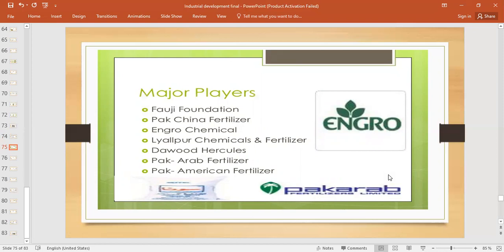These are the major players as I mentioned earlier: Fauji Foundation, Pak China Fertilizer, Agrochemicals, Lalpir chemicals and fertilizers, Dow Hercules, Parker Fertilizers, Pak American Fertilizers. These all are the major players in the fertilizer industry, right? And Pak American Fertilizer is also there. Okay, and Agrochemicals are also there.